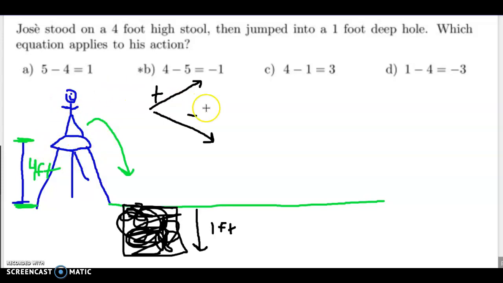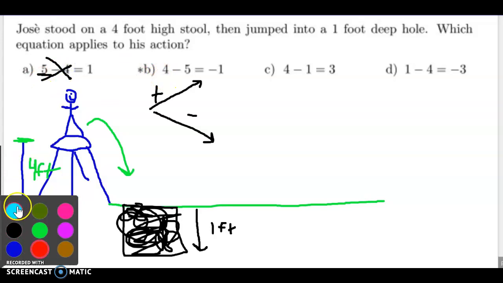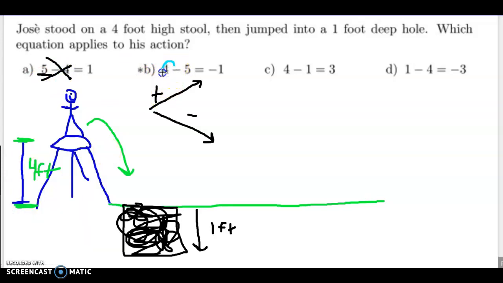So let's look at our choices up here. Here I'm starting at 5 feet, so this one cannot be it. Here I'm starting at 4 feet, so that's awesome. Let me circle that one because it's a contender. This one, letter C, I'm also starting at 4 feet, so that one's a contender. This one I'm starting at 1 foot in the air, so that's not a contender. So I've already narrowed it down to 2 choices.